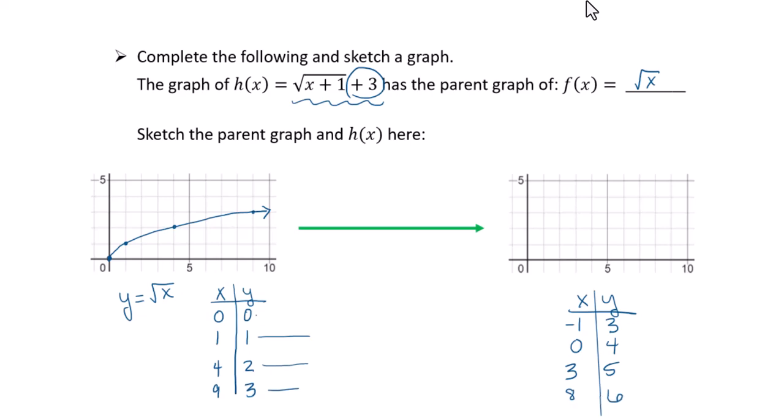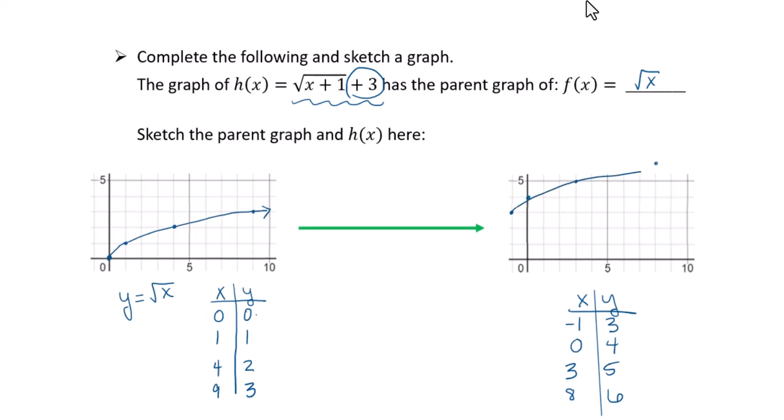Okay, let's see if we can graph this. I have (-1, 3), (0, 4), (3, 5), and (8, 6).